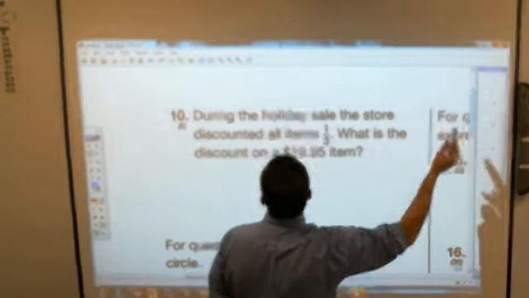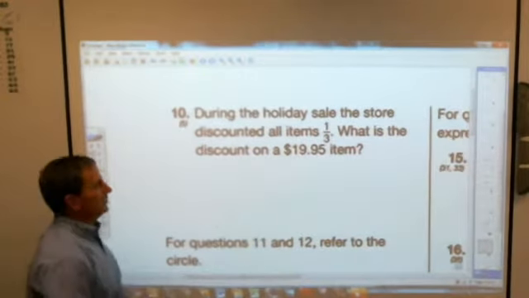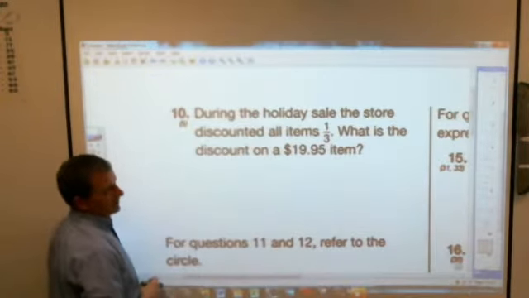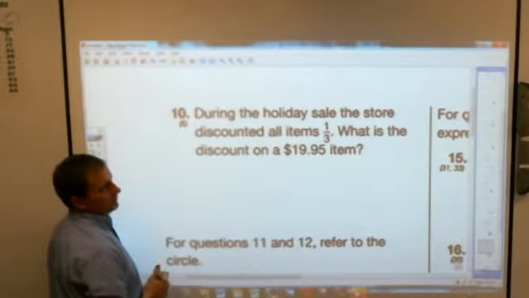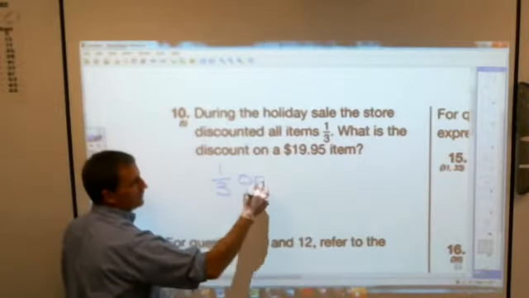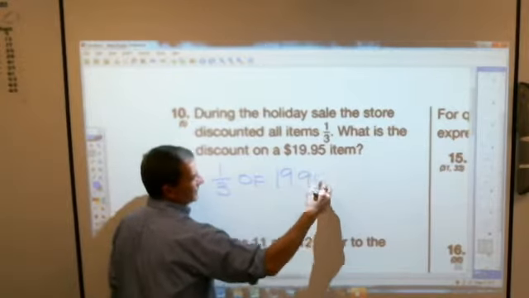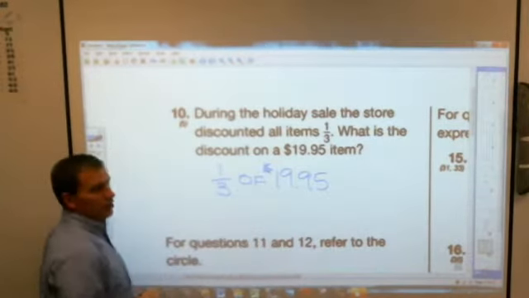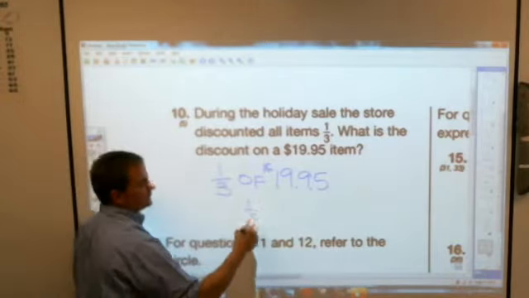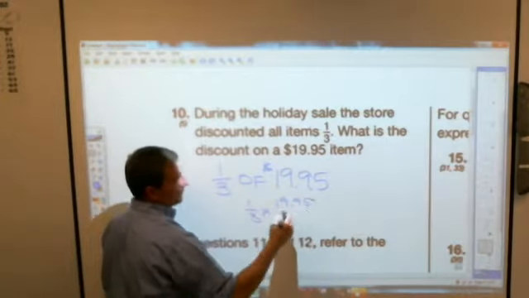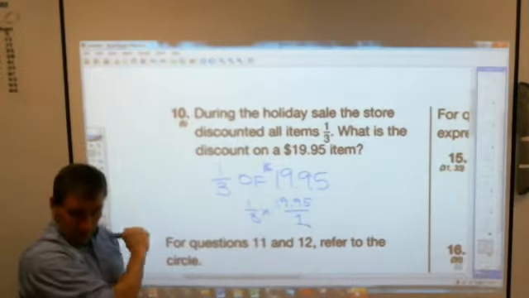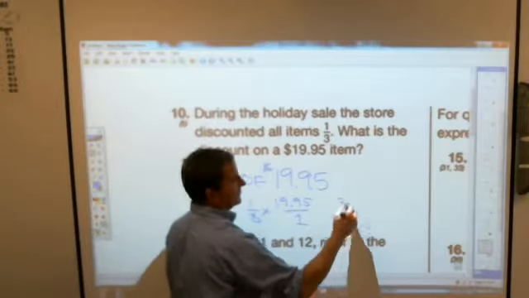Yes. During the holiday, the store discounted all items 1/3. What is the discount? Okay. Fractions and percents are all the same. You want to know this. The discount is 1/3, so you and I want to know what a third of $19.95 is. A third of that. The word "of" means times. So 1/3 times 19.95. But when I multiply those together, what actually am I going to do? You're going to take 3 into 1995.